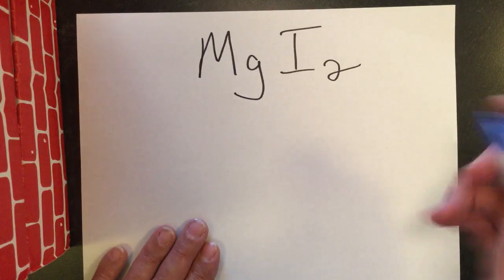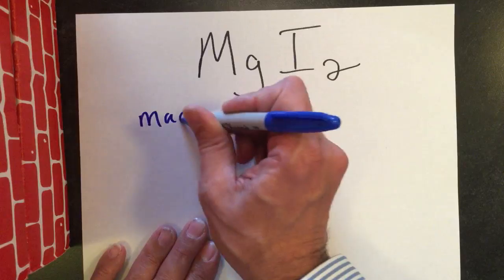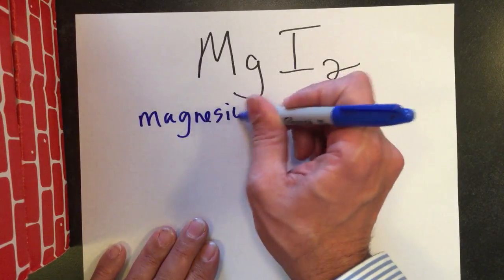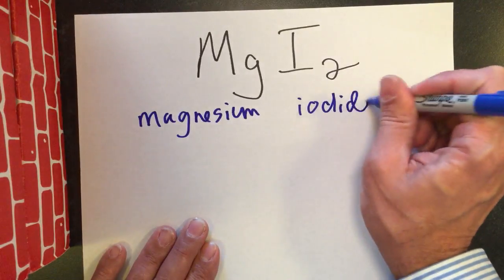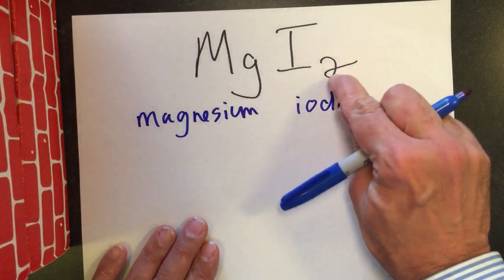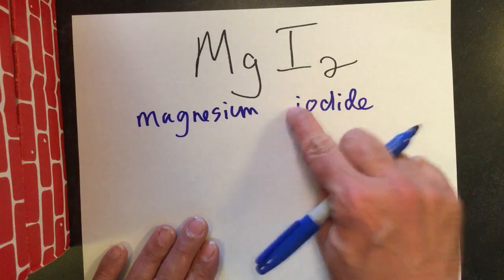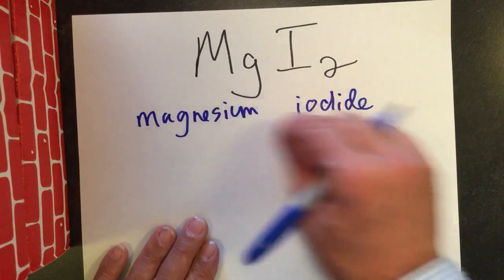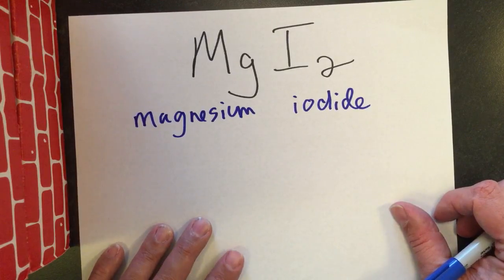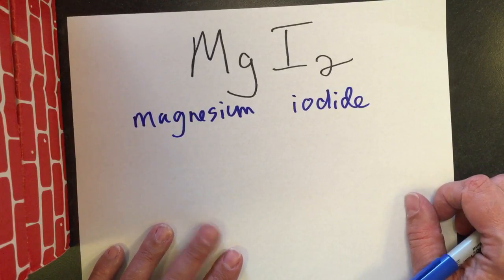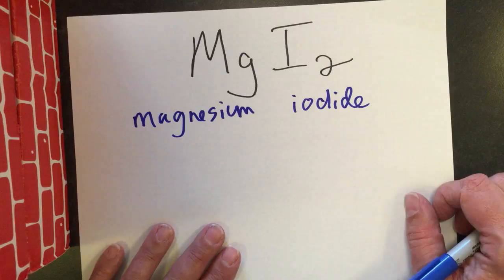MgI2. Well, I know Mg is magnesium. And I know I is iodine, but when it's an ion, it's iodide. But what about that 2? Shouldn't I somehow include that, a 2 or a di? Or no, you don't. When you are naming ionic compounds, you do not need to include the subscripts, how many of each ion there are.